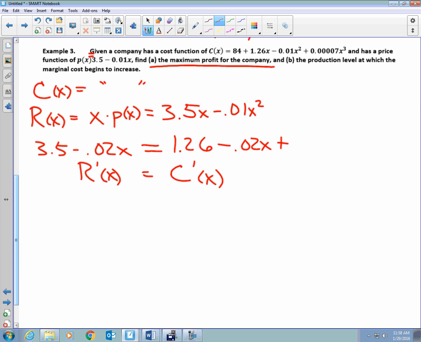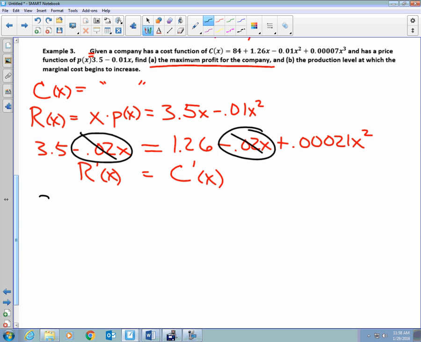See, there's 4 zeros. If I multiply the 7 by 3, I'm going to put 3 zeros. Okay, what happens? Those go away. That's nifty. If I subtract 1.26 over, I get 2.24. Ask me if you want. Equals 0.00021 x squared.